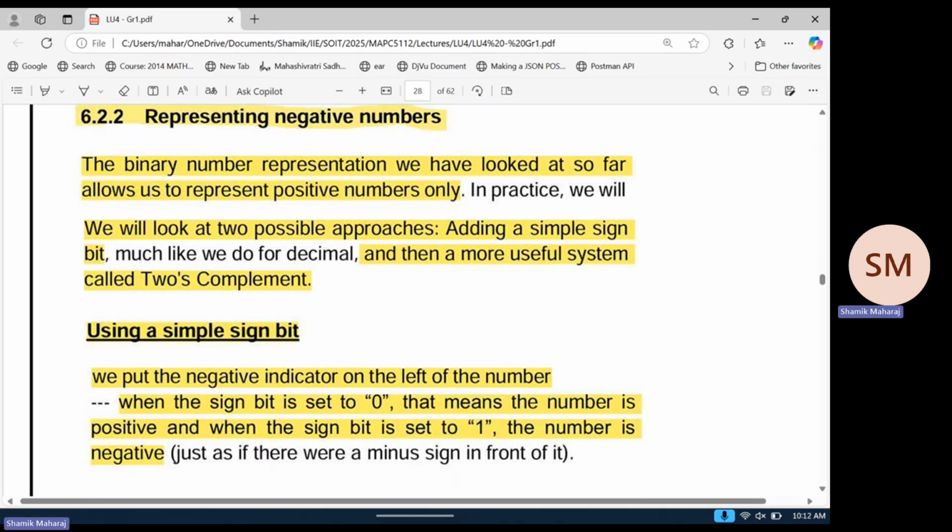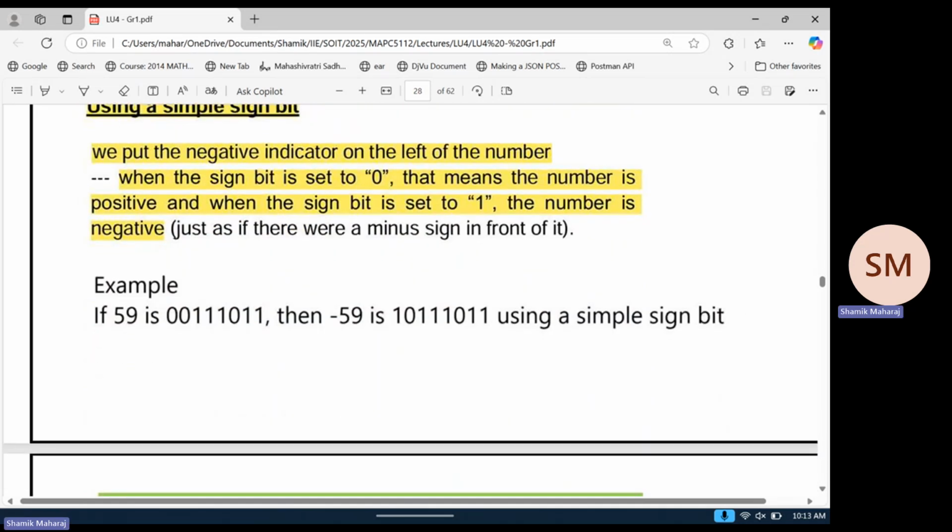So a simple sign bit, again, is not used today, but for historical reasons, I guess we're going to look at it. And because the next method, which is used today, called 2's complement, kind of builds up on this. Not exactly, but you'll see what I mean when we get there. A simple sign bit is called that because it's very simple and it just assigns one bit to represent the sign of the number.